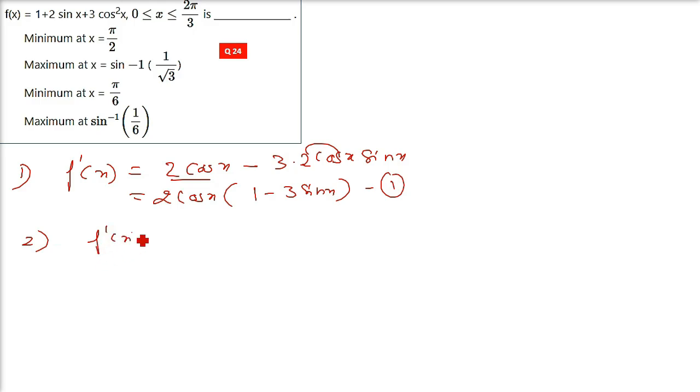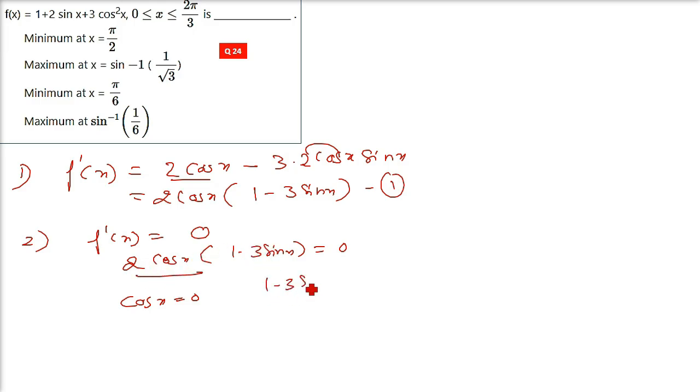Second thing will be equating it to 0. So once you equate it to 0, you get 2 cos x into 1 minus 3 sin x equals 0. It can be cos x equals 0. It can be 1 minus 3 sin x equals 0. And this 1 minus 3 sin x equals 0 will give you sin x equals 1 by 3.